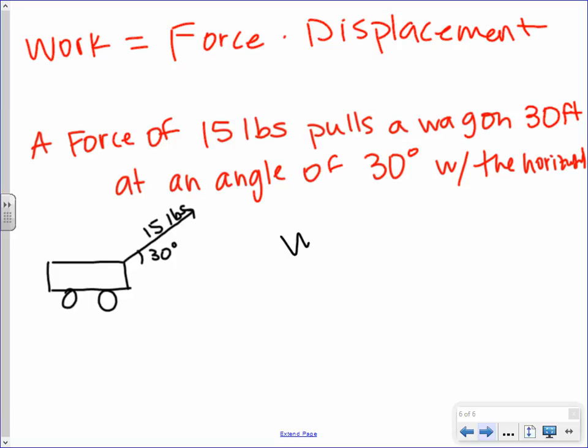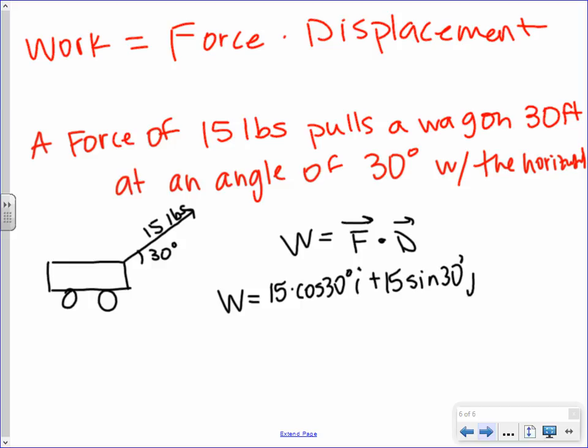We're basically going to take the force vector dot the displacement vector. So our force vector: we have 15 pounds of force, but in this direction, correct? So we have 15 cosine of 30 I plus 15 sine of 30 J. Remember, that's how we write our vectors: magnitude times the cosine of the angle I plus magnitude times the sine of the angle J. Since our force is 15, that's our magnitude, and 30 is our angle.